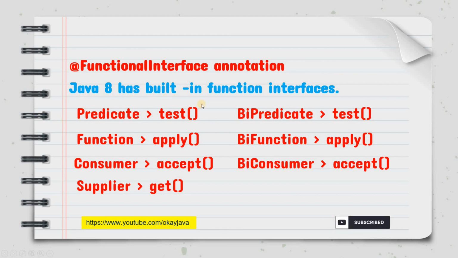Java 8 has introduced built-in functional interfaces. Examples: Predicate, Function, Consumer, Supplier. We have BiPredicate, BiFunction, and BiConsumer. All these are built-in functional interfaces available in Java 8. Predicate is an interface, and since a functional interface can have only one abstract method, what is that method? It is test. Function is another functional interface in Java, and the abstract method is apply. Then we have Consumer; the method is accept.